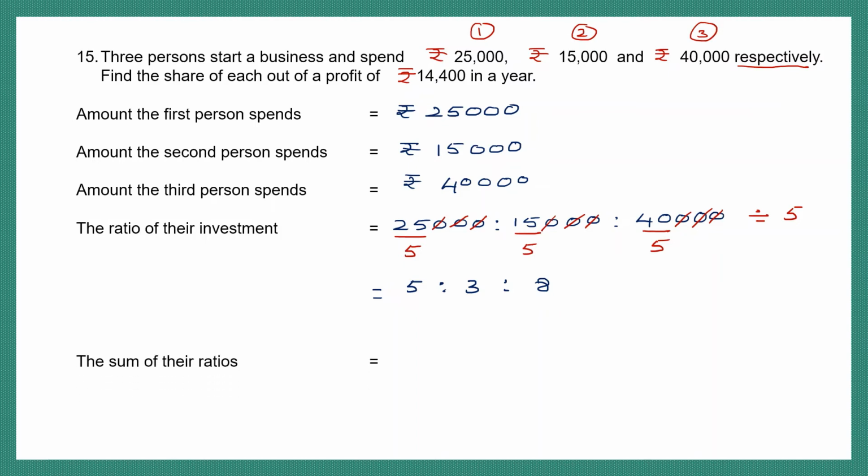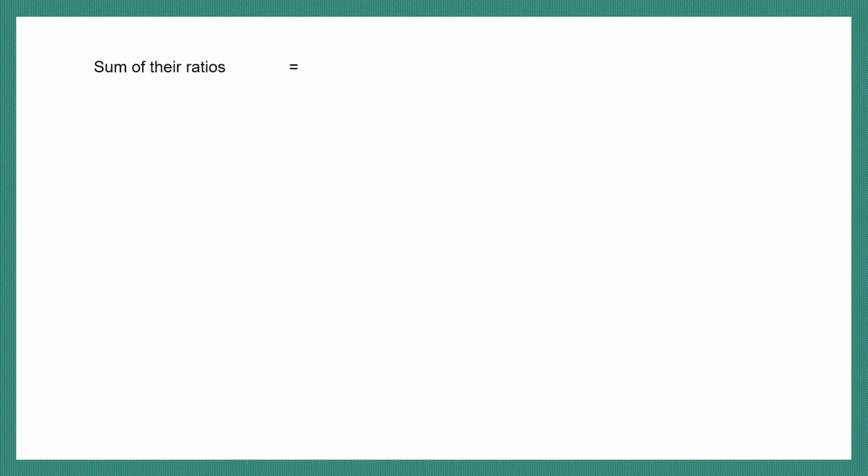Then I need to find the sum of their ratios, that is 5 plus 3 plus 8. So 5 plus 3 is 8, 8 plus 8 is 16. Okay, so far I hope you have understood. I have found the sum of their ratios. Now I need to find the share of each, isn't it? So let's continue. Sum of their ratios is 5 plus 3 plus 8, which is 16. Now, what was the profit? Profit given to us in the question is 14,400 rupees. From this, we need to find how much each of them got.